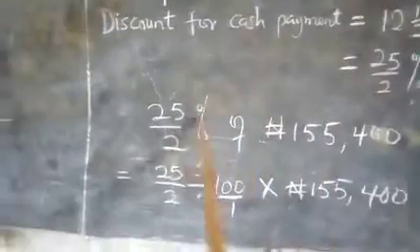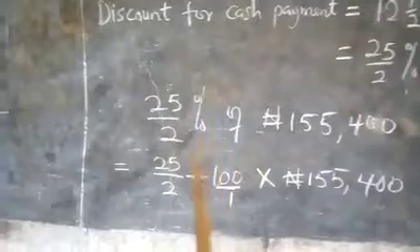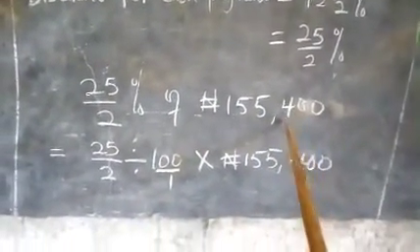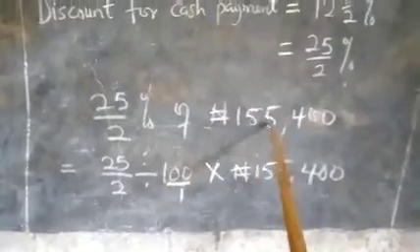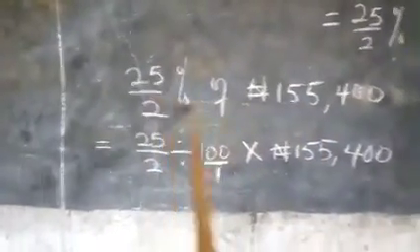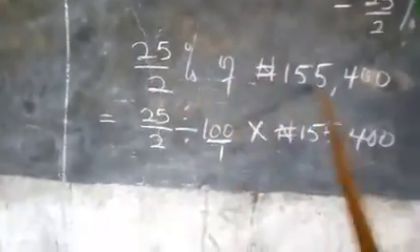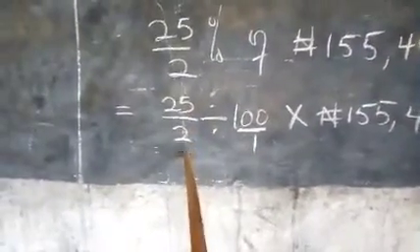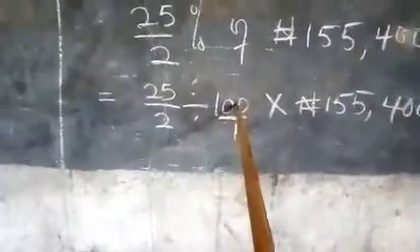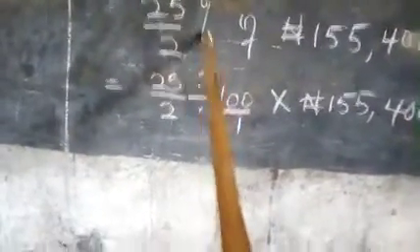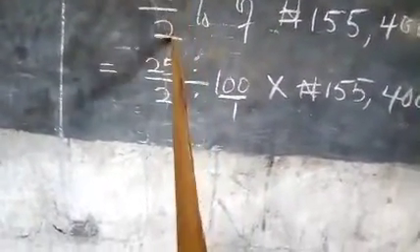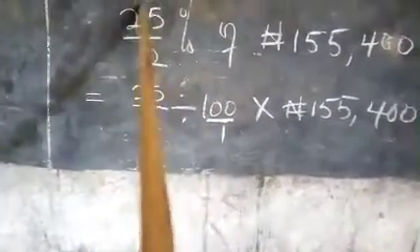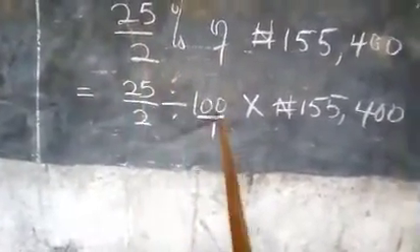Now, what is 25/2%, which is 12.5%, of 155,400, the main cost of the television? What is the percentage of this out of this amount? That is what we want to find here. Now, 25/2 divided by 100, that is the meaning of this 25/2%. Percentage means over 100. So it means 25/2 divided by 100.